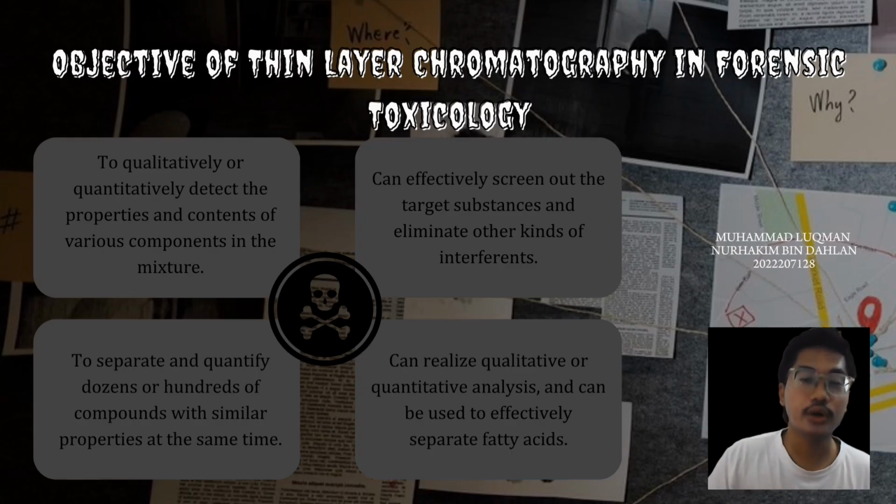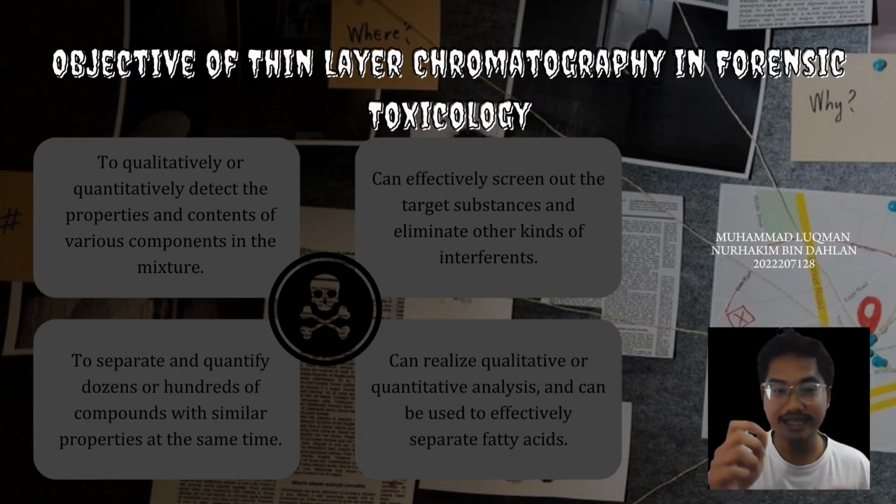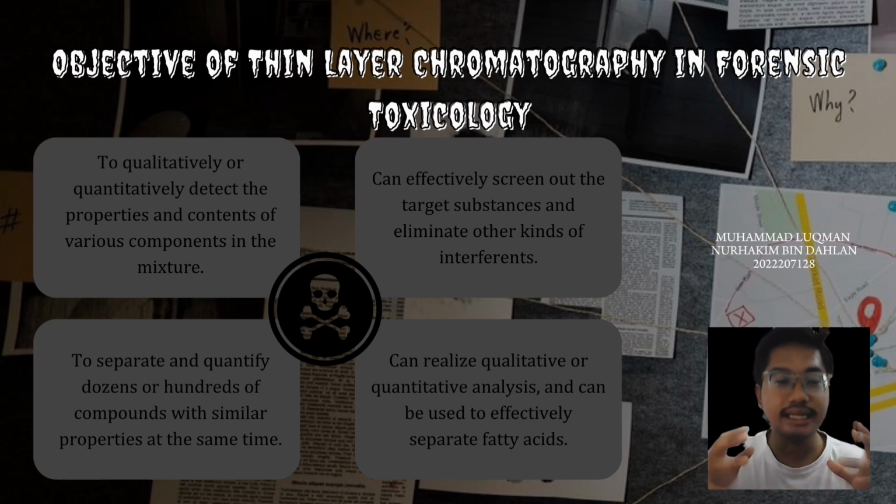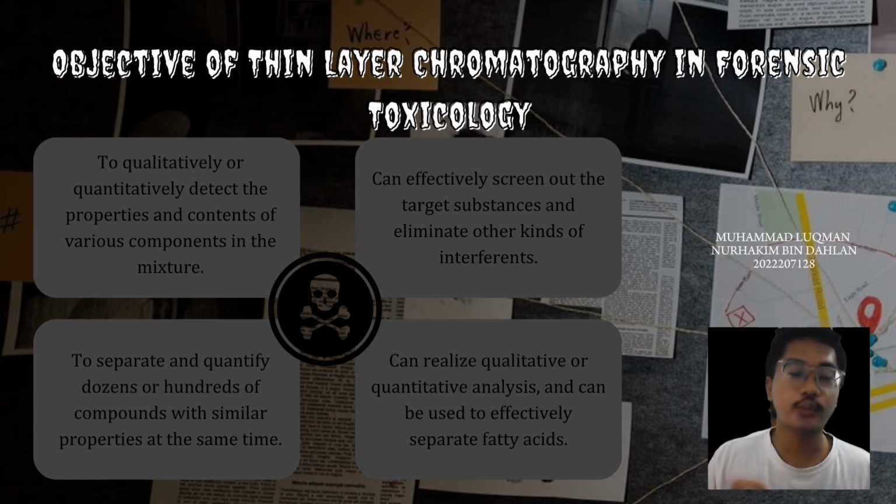I want to talk about the objectives of thin layer chromatography. Okay, we have four objectives. The first objective is to qualitatively or quantitatively detect the properties and contents of various components in the mixture. The second is to separate and quantify dozens to hundreds of compounds with similar properties at the same time.